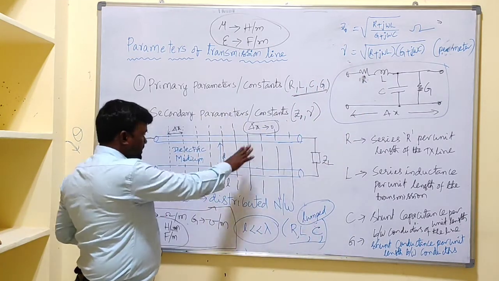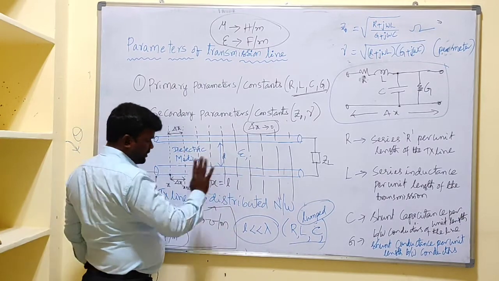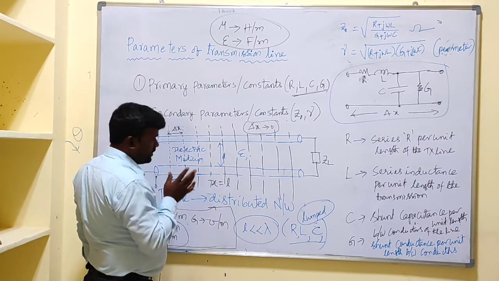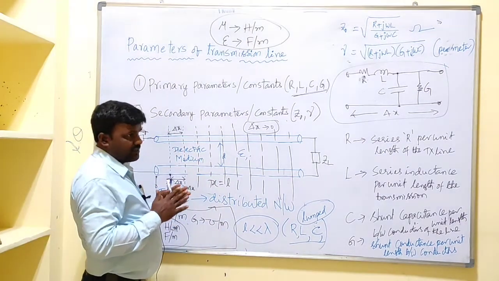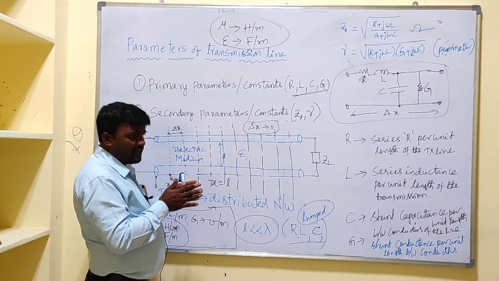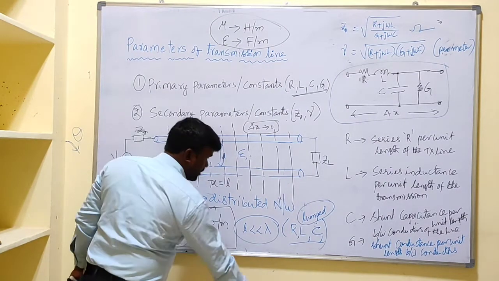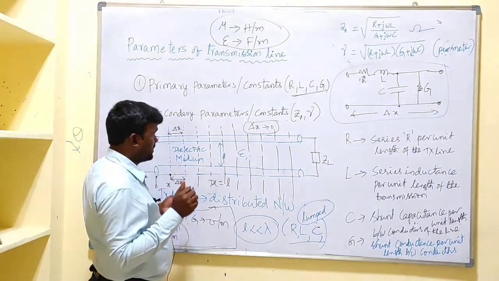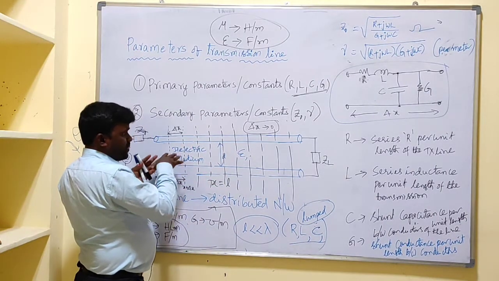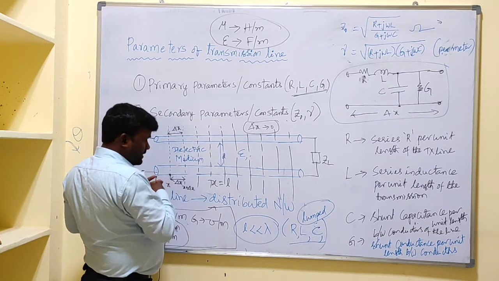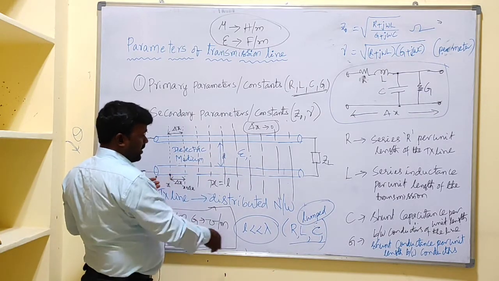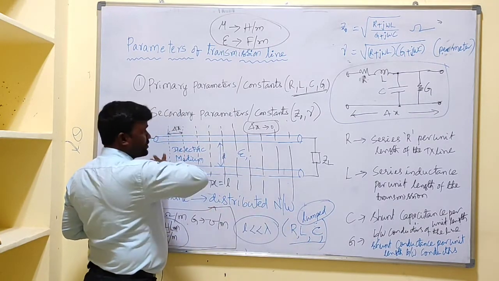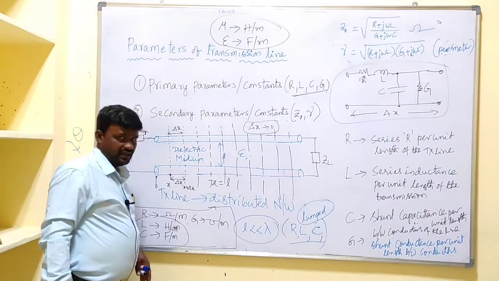Basically, the transmission line is a distributed network, a distributed element. Means what? We can't physically separate R, L, C, G. In case of lumped elements, we have a separate resistance, inductance, capacitance. But in case of the transmission line, as it is a distributed element, R, L, C, G are uniformly distributed throughout the length of the line.